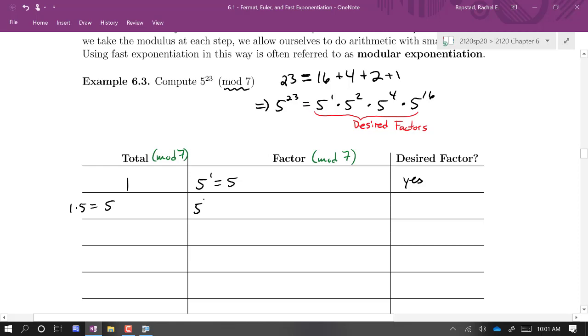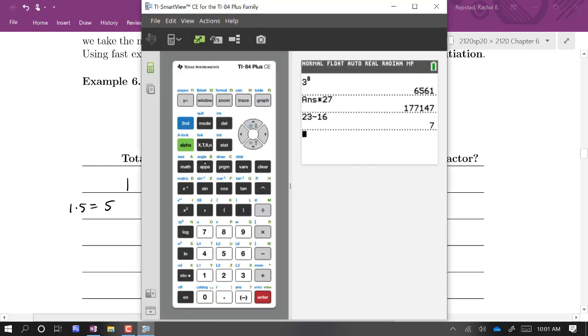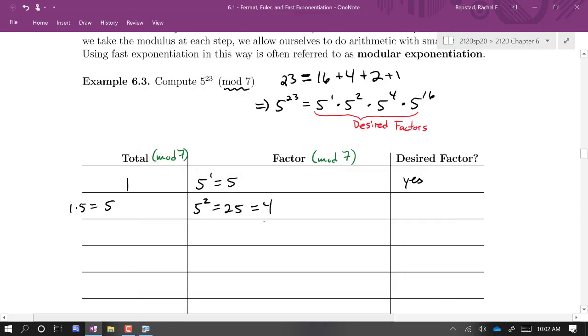Our next one, 5 squared, we always square to get our next factor. This is 25. 25 mod 7 is 4. Right, 21 is a multiple of 7, so that's 4 more than a multiple of 7. 5 squared is a desired factor. So I'm going to take my total 5, multiply it by 4, I get 20. I want to reduce that mod 7. And if you reduce that mod 7, you should get 6.